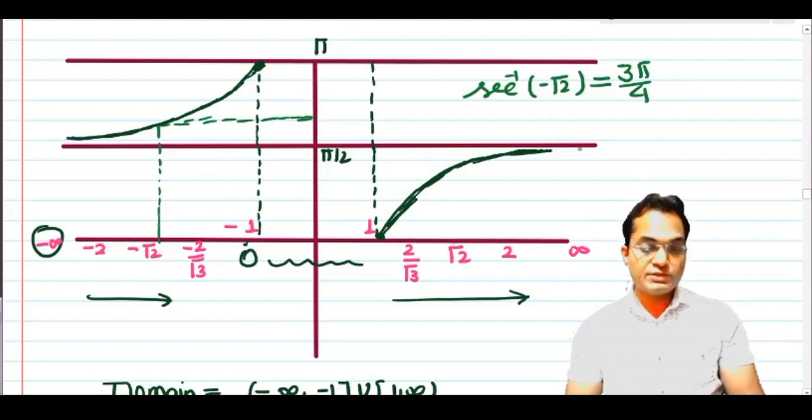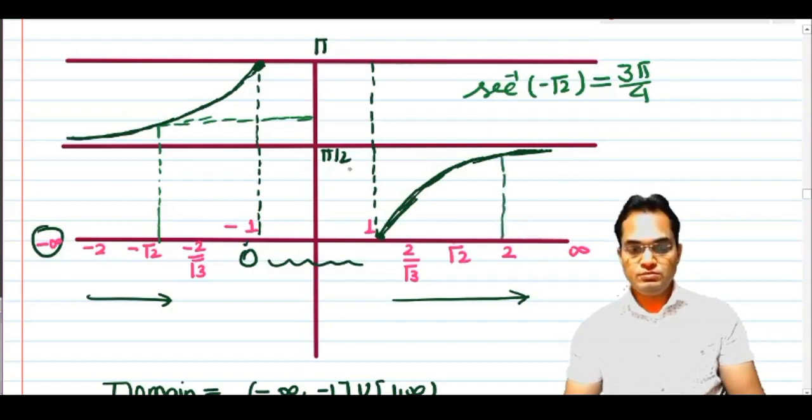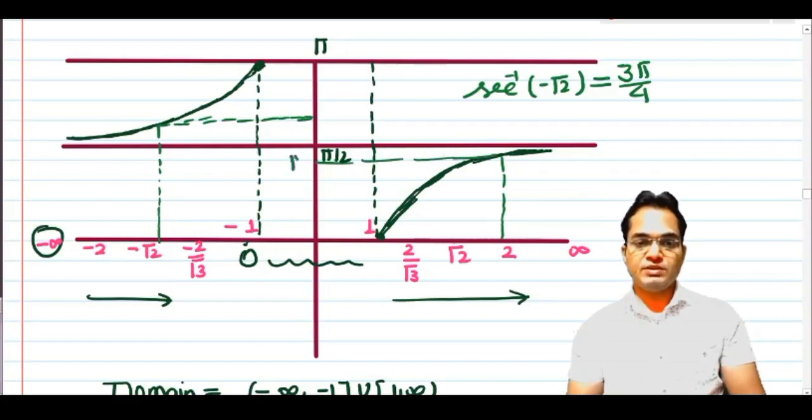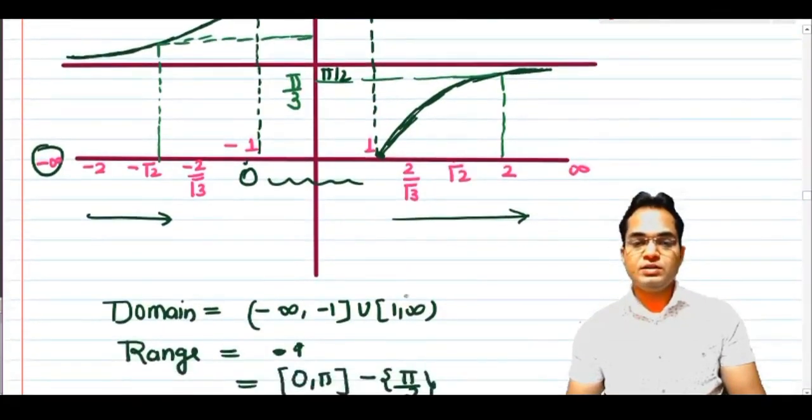Second question is sec inverse 2. What is the value of sec inverse 2? It is here, sec inverse 2. The value of sec inverse 2 is pi by 3. Means I can now write down here: the value of the second question, sec inverse 2, is pi by 3.